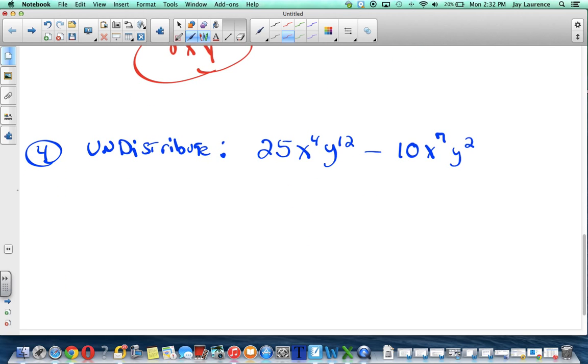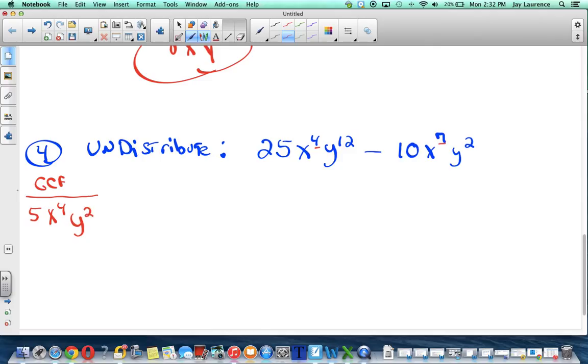Now I have to undistribute. Why do you suppose we did that GCF stuff first? Because we find the GCF and then we undistribute. So what's the GCF of 25 and 10? I believe it's going to be 5. What's the GCF of x to the 4th and x to the 7th? Well, it's x to the 4th. If you haven't noticed yet, it's always the smaller of the two exponents. 4 is smaller than 7. Okay, the GCF of the y's will be y squared.